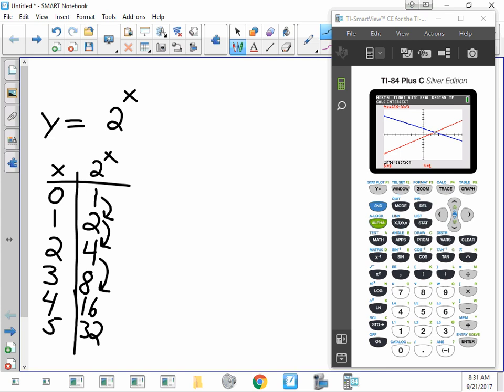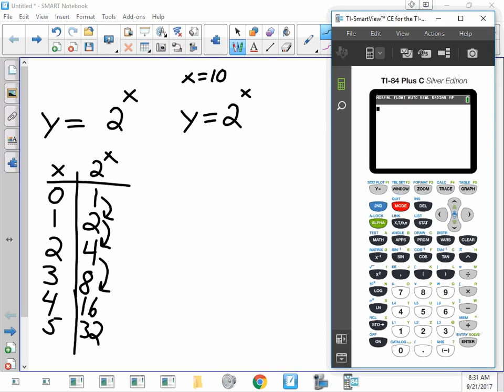Oh, good. So what if I wanted to do y equals 2 to the x, and I wanted to plug in x equals 10? Can I jump straight to 10, or do I have to go down this list? How would I go straight to 10? I would just type in my calculator, 2 to the 10th, and this is going to be a really big number, 1024. So 2 to the 10th is 1024. Everybody get that?